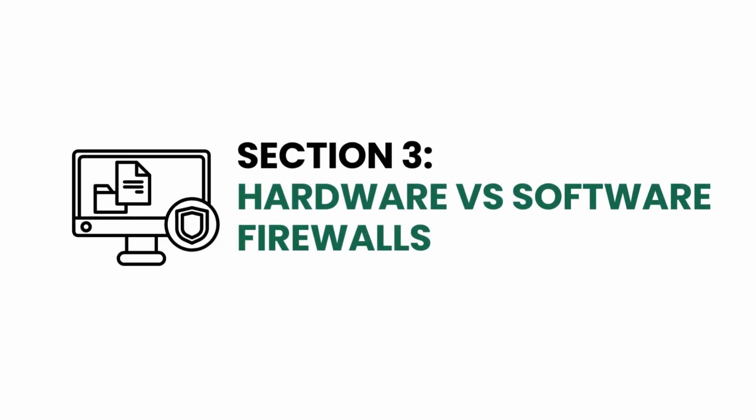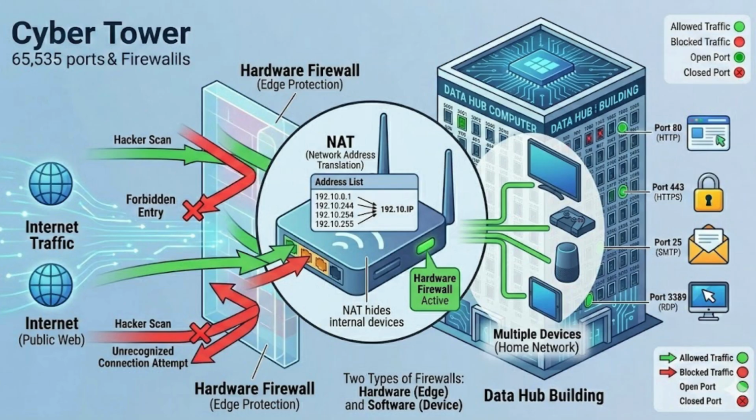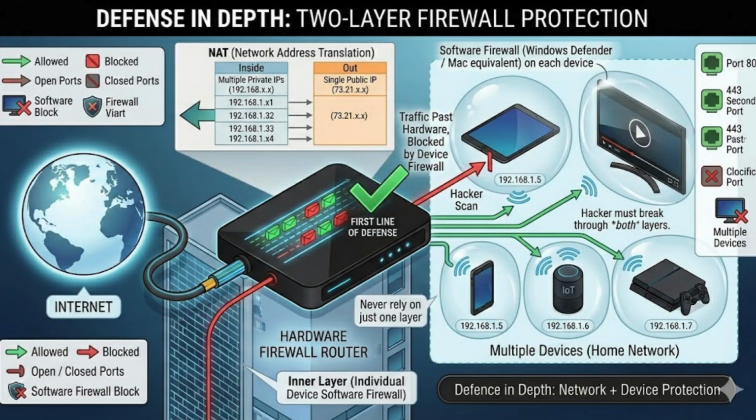Section 3. Hardware versus software firewalls. Now, there are two main types of firewalls you need to know about as a beginner: hardware firewalls and software firewalls. A hardware firewall is a physical device, usually your router at home. Your router acts as the first line of defense between the internet and every device on your network. It uses network address translation, NAT, to hide your devices behind a single public IP address. Most home routers have basic firewall functionality built in, and it's running right now whether you know it or not.